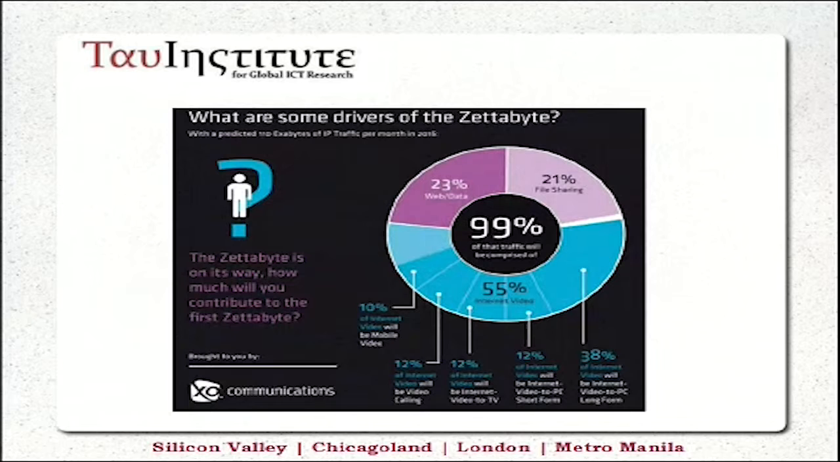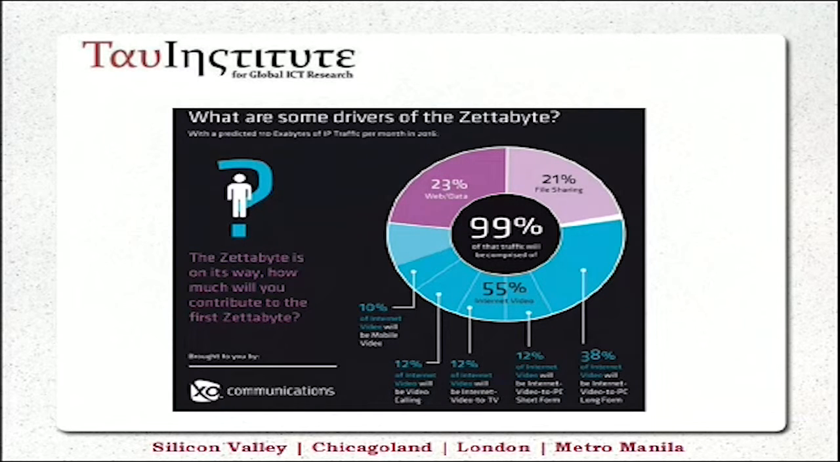Now, what are some of the drivers of the zettabyte? Where is all this stuff coming from? Here's an interesting chart from XO Communications. And, as you might expect, a lot of it's mobile. If you've been around for a while, you remember an age when we didn't have a lot of mobile or video files, but we thought that's what was going to really start eating up the bandwidth, the storage and the processing power. In fact, that's what's happened.